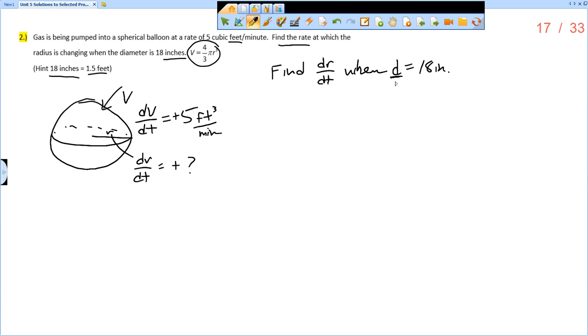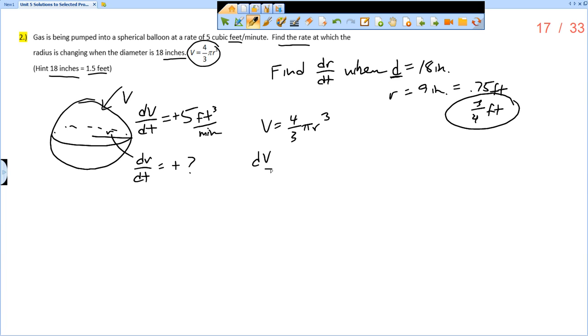So it's important to note diameter, which means the radius would be 9 inches. Or remember, 18 inches is 1.5 feet, so 9 inches would be 0.75 feet, or 3/4 of a foot. So that is very important. That's actually the value that we're going to use. So now I have our volume formula, 4/3 pi r cubed, and what we want to do is take the derivative. The derivative of V is dV/dt equals, now 4/3 pi, remember that's just a constant, times the derivative of r cubed. The derivative of r cubed is just 3r squared, but then times dr/dt.